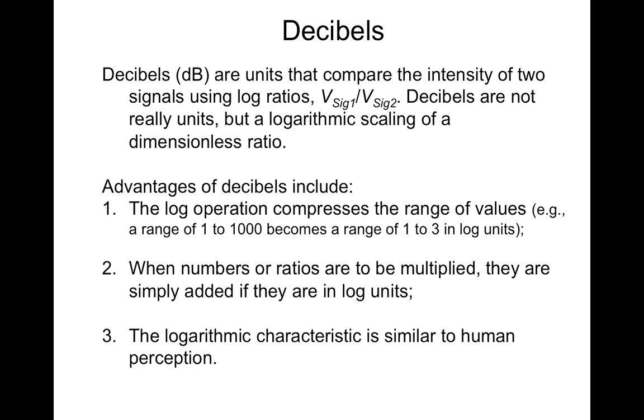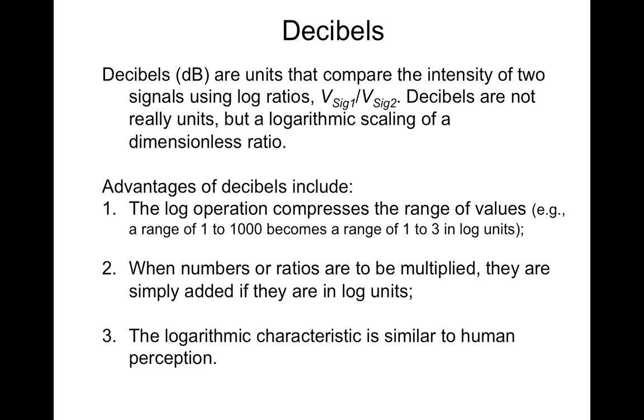So in other words, if I take volts over volts, I get a unitless number. The reason we even use decibel is to indicate that we've done a transformation into the logarithmic scale. Now, why would you want to use decibels or dB instead of a straight ratio? Well, first, when you do a log operation, it compresses the range of values. So in other words, a range of 1 to 1000 becomes a range of 1 to 3 in logarithmic scale.